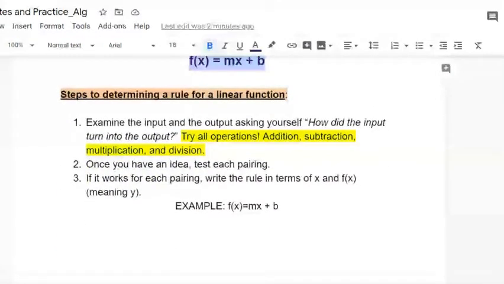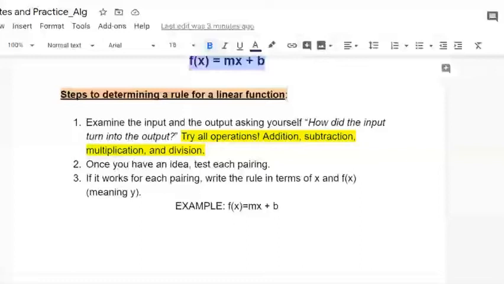So let's look at these steps again. The first thing you want to do is examine the input and the output. So the left column is the input and the right column is always the output, the x and the y. Asking yourself, how did the input turn into the output? Now this could be any operation: addition, subtraction, multiplication, or division. We're only going to be working on addition, subtraction, and multiplication today just because division's been a nightmare for you guys to write, so we're not really going to stress it.